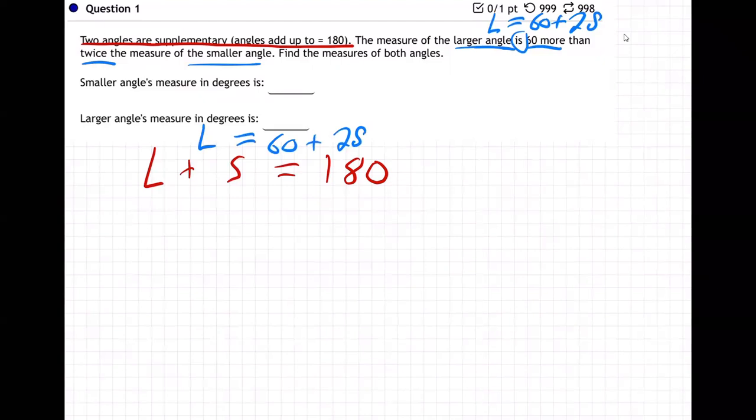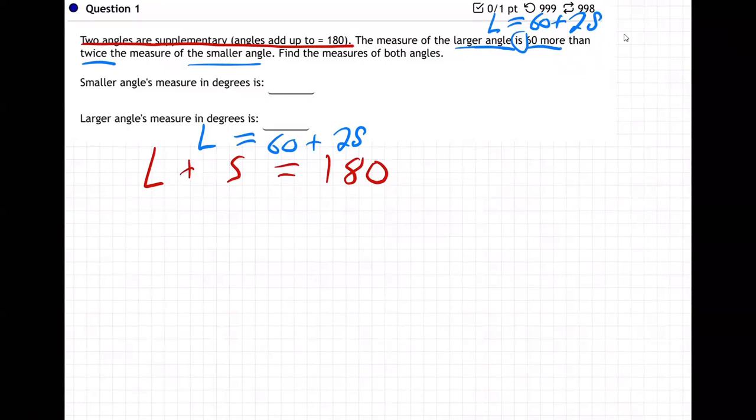How are we doing? Remember, whenever you have two letters, you need two equations. So we have larger and small, L and S. So two letters, we got to have two equations. The first one is they add up to be 180, L plus S equals 180. The second one, I just took it directly from the words, right? Larger is, L equals 60 more than, 60 added to twice smaller, 2S. That good right there?